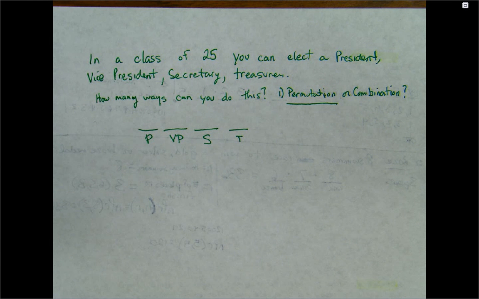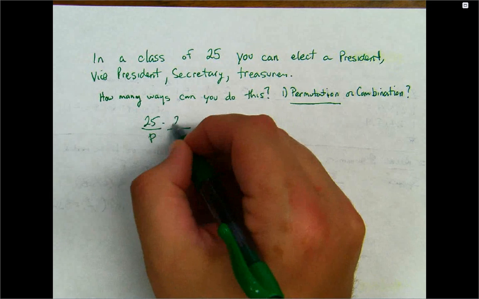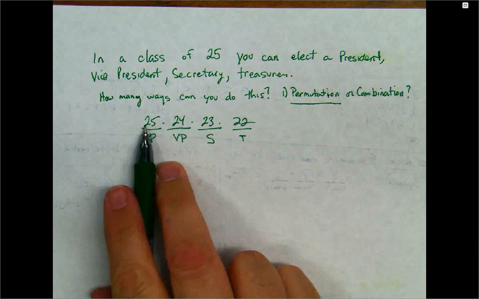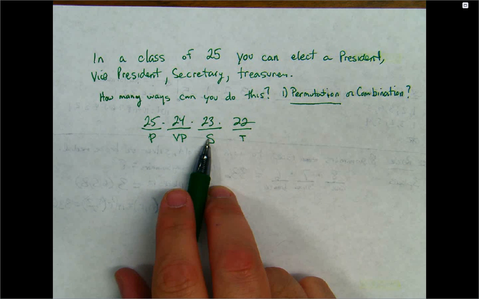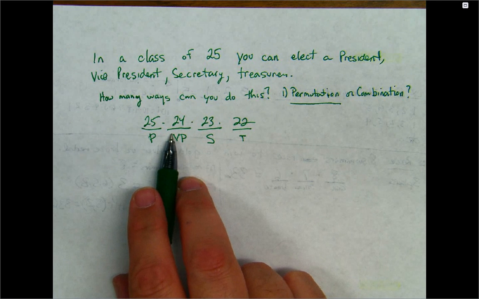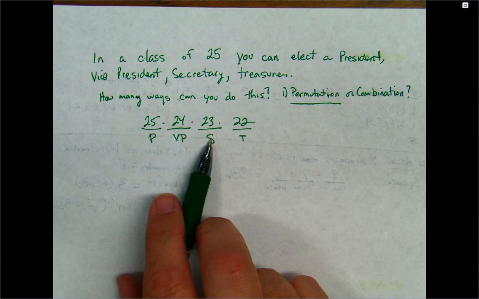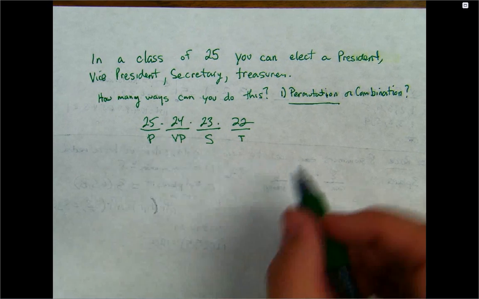That's your permutation. Now we could do 25 times 24 times 23 times 22, because 25 people can be president. Can you be president and vice president at the same time? No. So after 25, the president gets thrown out. We only got 24 to choose from. Then can you be VP and be the secretary or the treasurer? No. So you kick those guys out. So you can either multiply it like this, or you can do nPr.